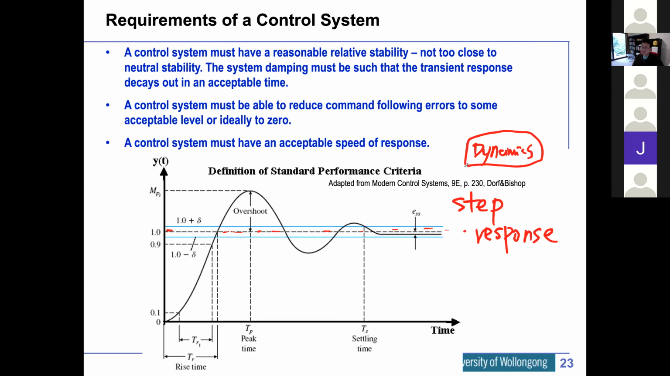Anybody give it a try? Just unmute yourself and pop some ideas. Why do we call a system has dynamics? Physically, what is dynamics? Anybody knows?